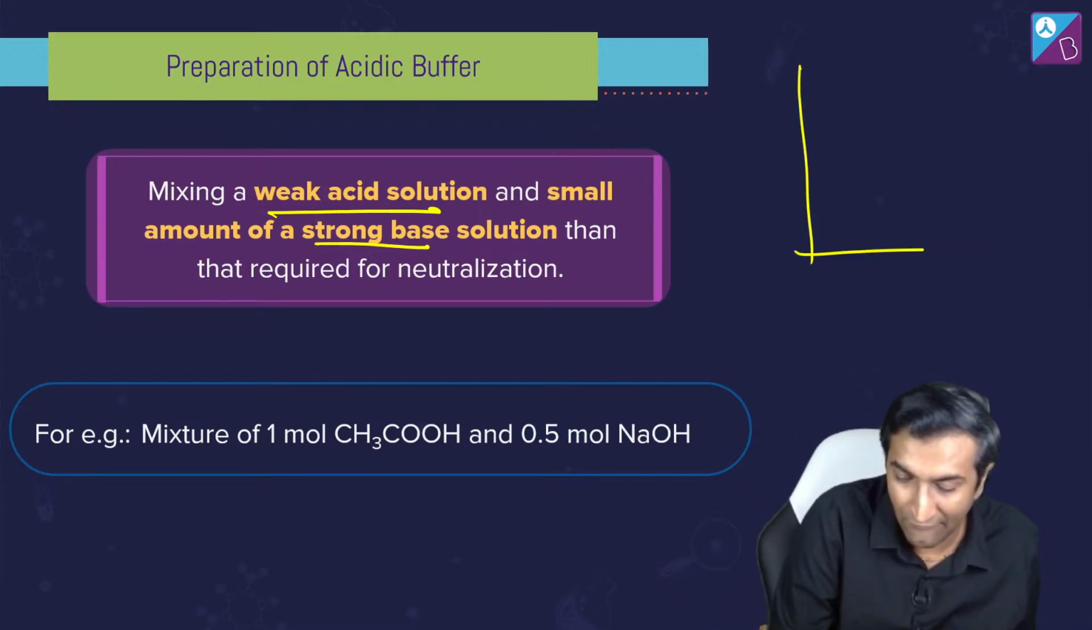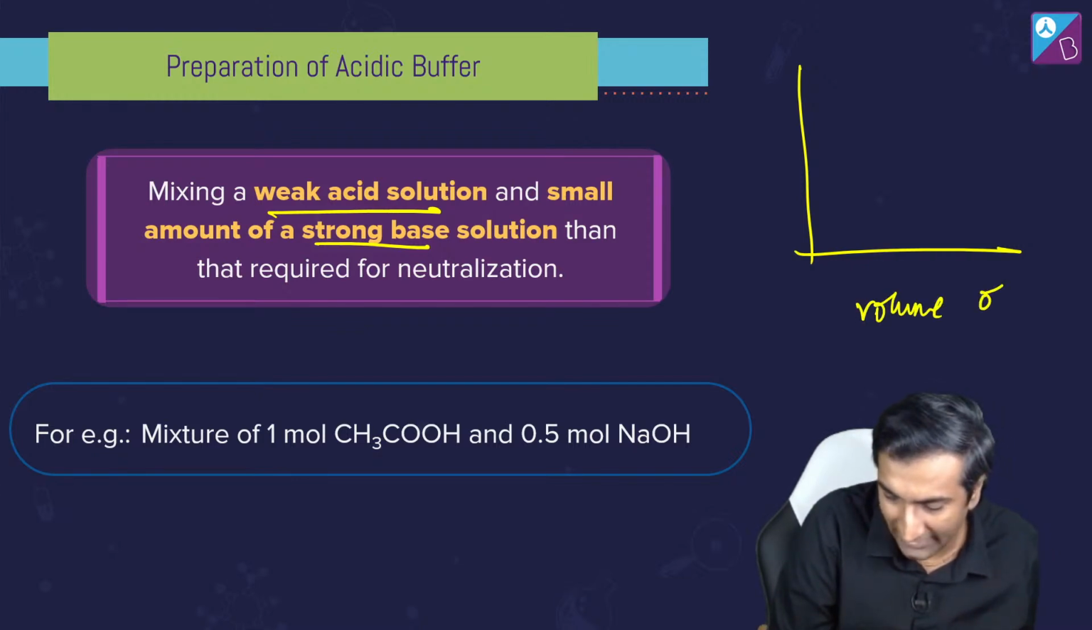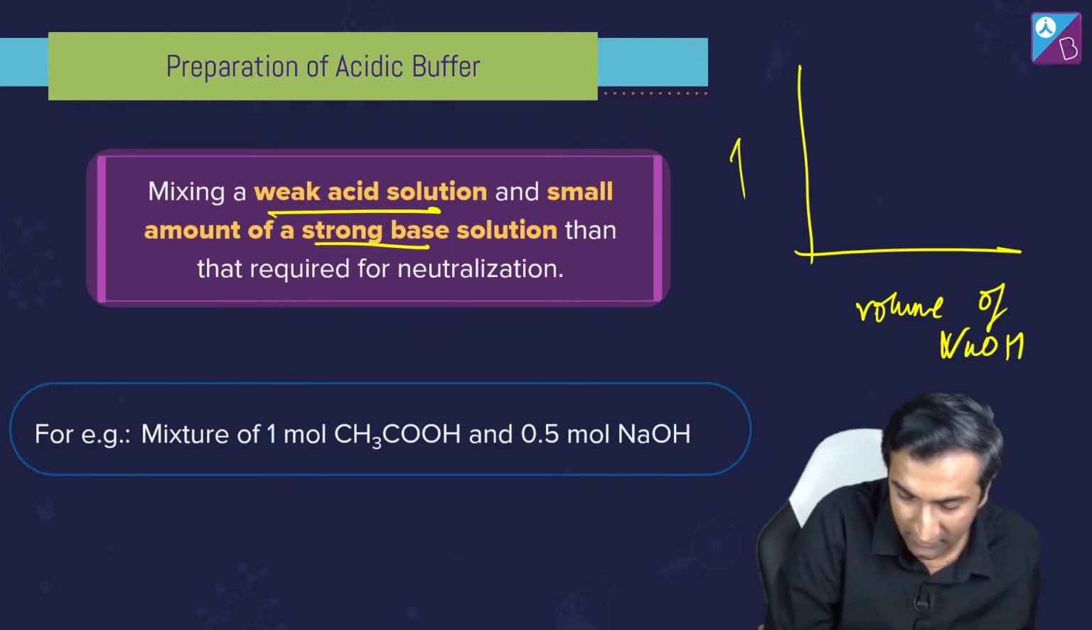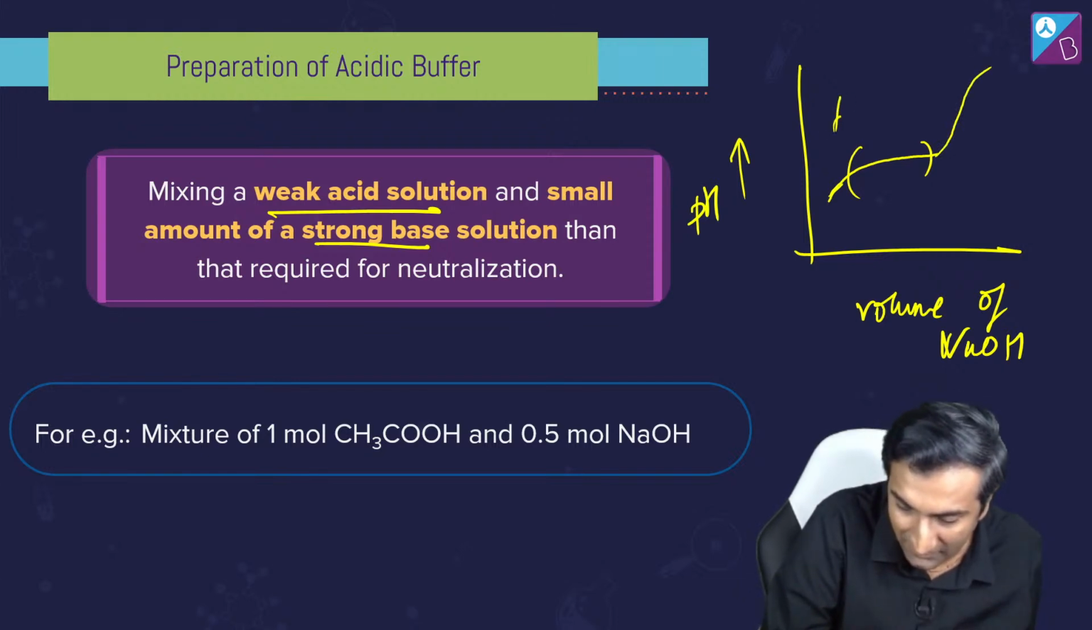Now let's do some funky things. This is the volume of NaOH added, okay? And this is your pH. Say CH3COOH is somewhere here. And this part, look at this, where the pH doesn't change, this is the buffer part.